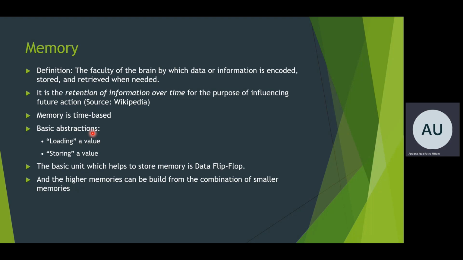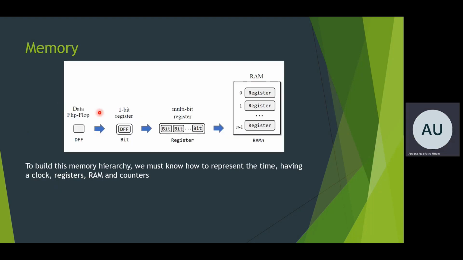The next basic unit which helps to store memory is the data flip-flop. Higher memories can be built from the combination of smaller memories, and the smallest memories can be built with data flip-flops. As discussed in the previous slide, the first step is the data flip-flop. With a modification, it can be built into a 1-bit register. Different 1-bit registers can be made into multi-bit registers, and a combination of multi-bit registers can get into a RAM. To build this memory hierarchy, we must know how to represent time, having a clock, registers, RAM, and other counters.